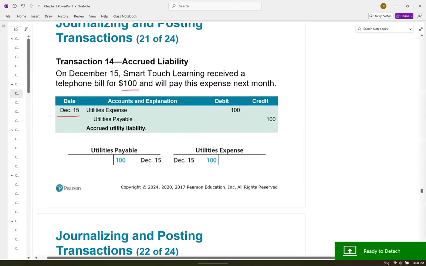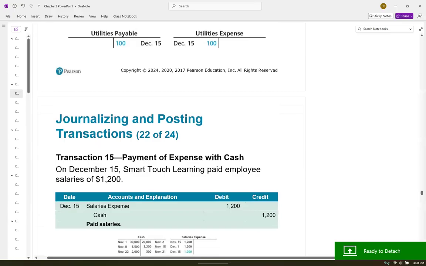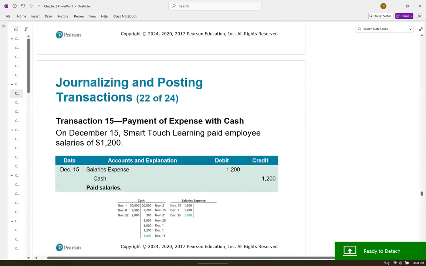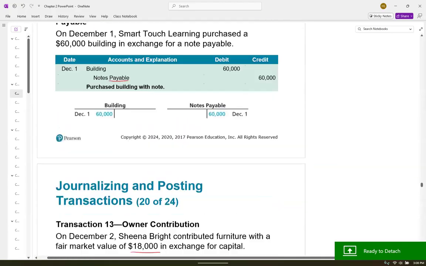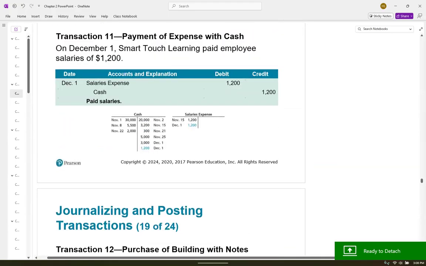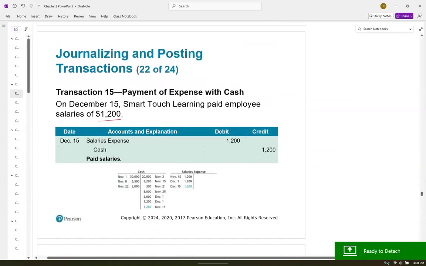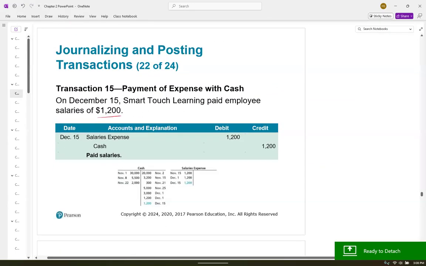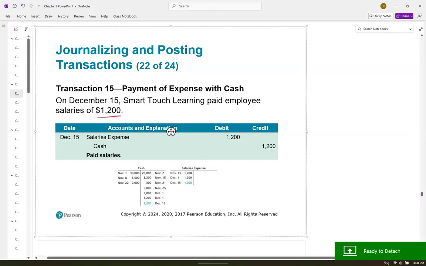Okay. All right. Then transaction 15 is the payment of an expense with cash. They are paying the employees $1,200. Remember, I think we accrued it back up there, didn't we? Maybe we did not. Okay. So payment of an expense with cash. So they had some more salaries expense, but they didn't credit salaries payable because they're paying it right now. And that's fine. So the cash is going to go out right now.